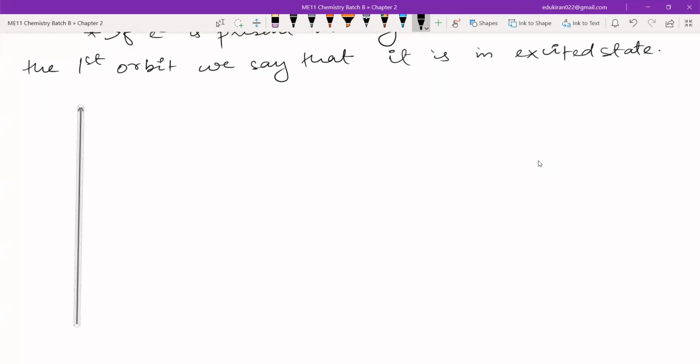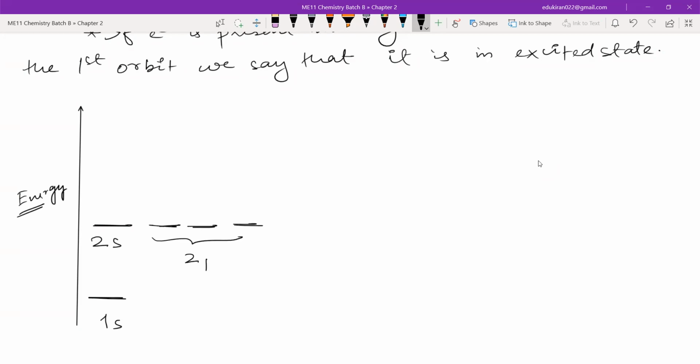Okay, so this is the increasing order of energy. The lowest possible energy state will be the first orbit, 1s, and in the first orbit we only have the s subshell. The second will be 2s and 2p. In the third, you will have 3s, 3p, and like this.